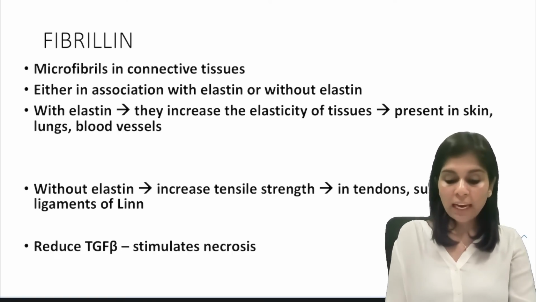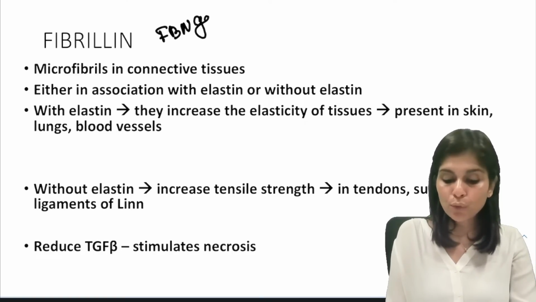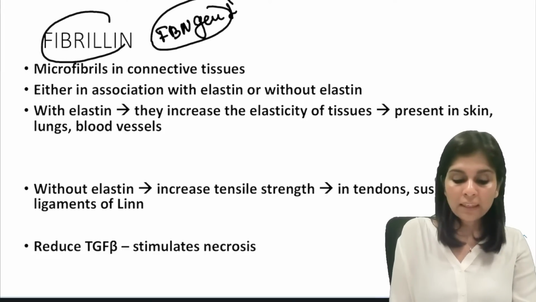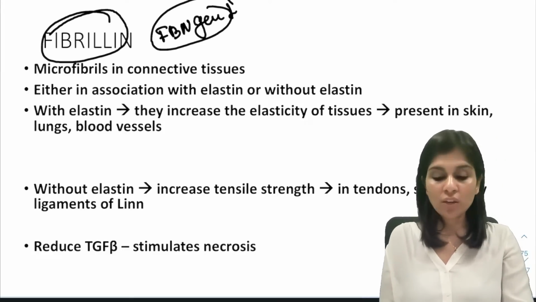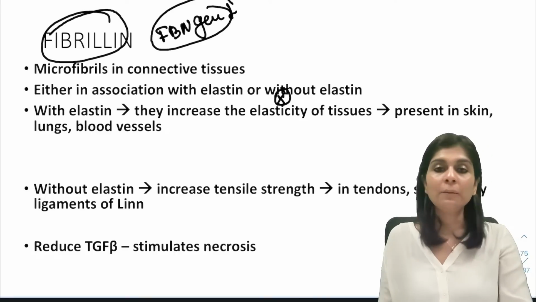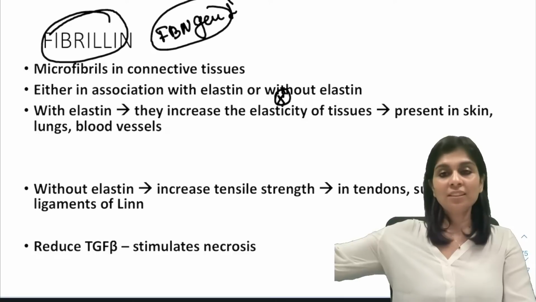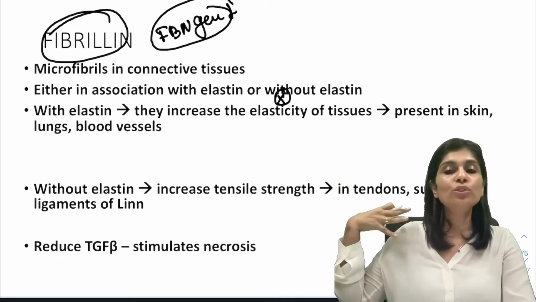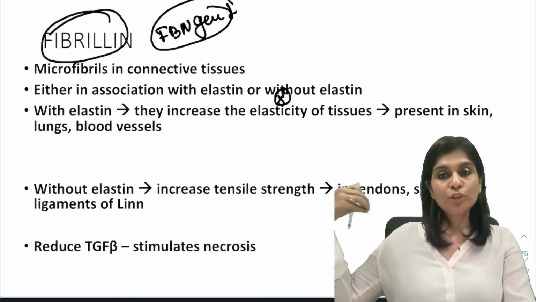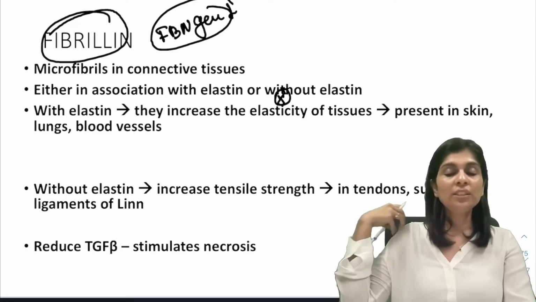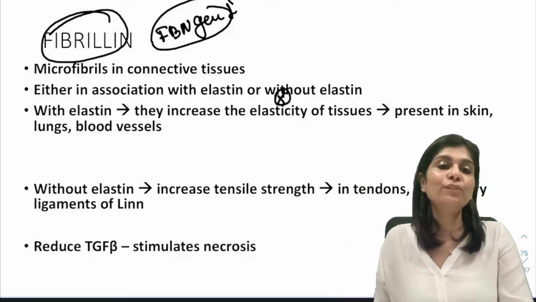Now tell me what will happen when the FBN1 gene is mutated and no fibrillin is produced. So what will be lost? There will be loss of elasticity. When skin loses elasticity, when you stretch it, the skin does not come back to its original position. Usually Marfan syndrome patients present with loss of elasticity of the skin.